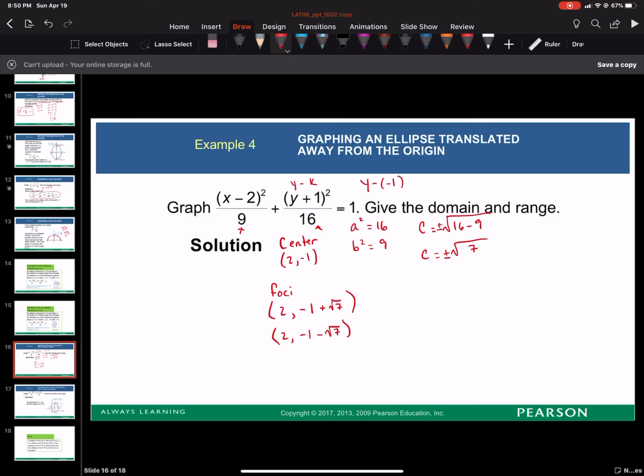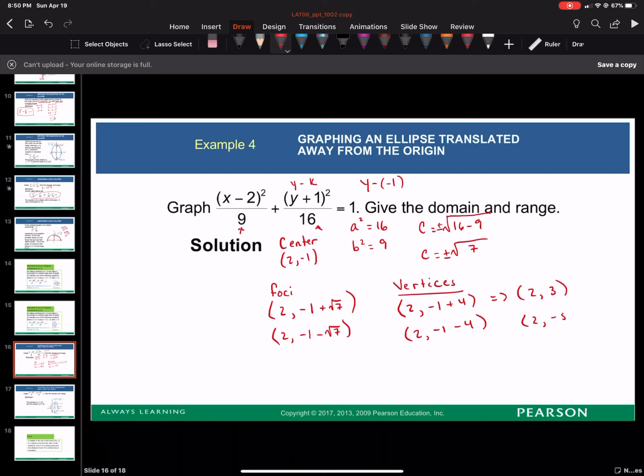To find the vertices, we add k to a. So to find the vertices, I'm going to write this out. It'll still be 2, then we have -1 plus 4, then 2, -1 minus 4. So therefore, our vertices would be 2, 3, and 2, -5.